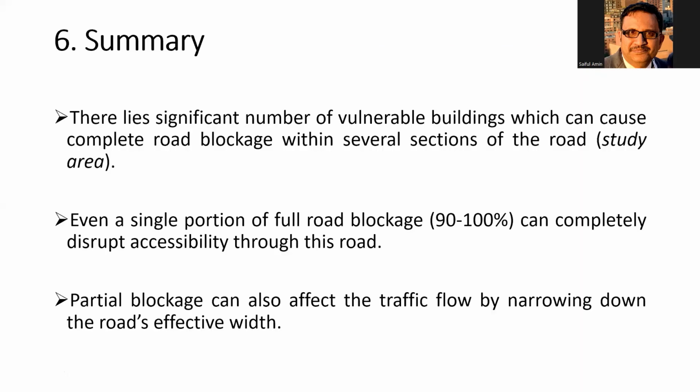Now, if I can sum up the whole scenario in a few sentences, we can see that there is a significant number of vulnerable buildings which can cause complete road blockage within this area. And you can see that even a single portion of road blockage can completely disrupt accessibility throughout this road, because there is very little provision for alternative routes. And for partial blockages, it can also affect the traffic flow by narrowing down the effective road width, because the total width of this road is around 20 to 30 meters. If anything happens within that portion of the area, it really disrupts the network.